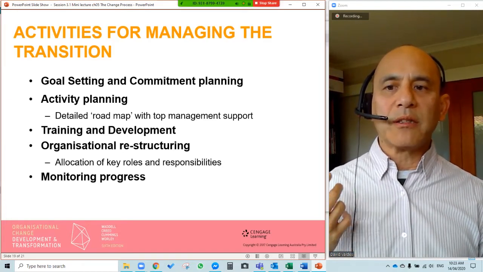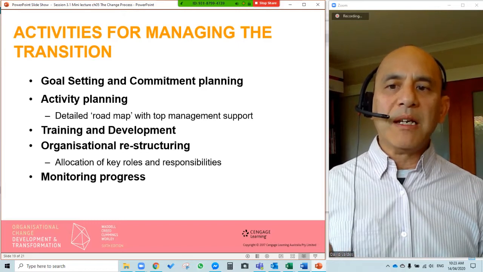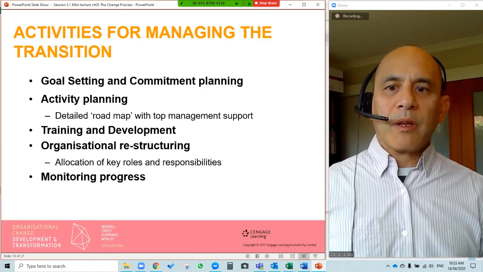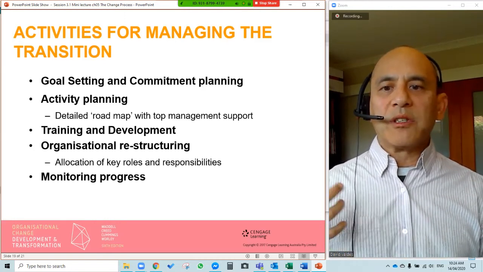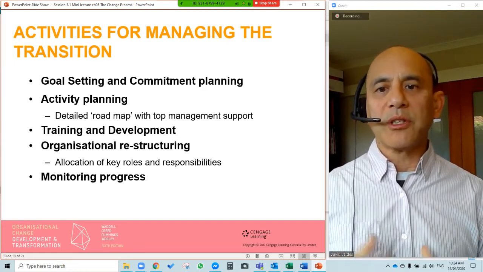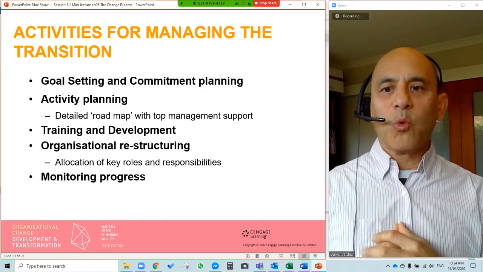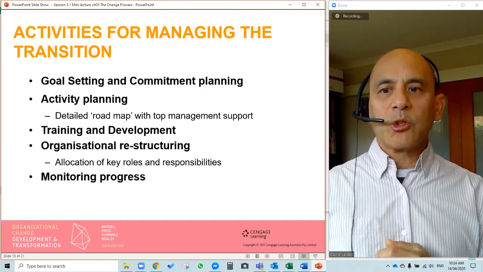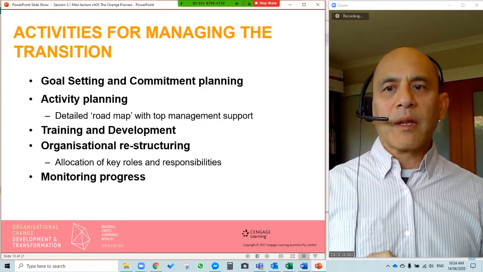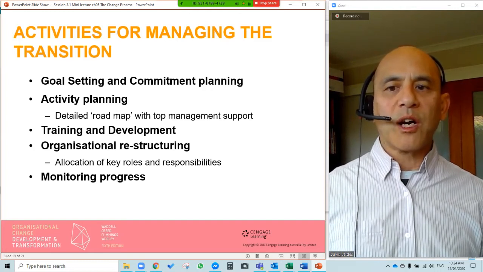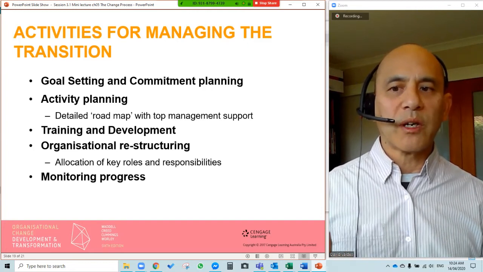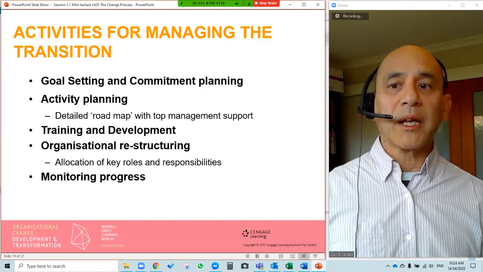Among the things that you might need to develop ability and knowledge is training and development. Another thing that you might have to do within the transition is reorganize the company or the organization so that it better works within the environment. That could be a reallocation of key roles and responsibilities. And during that transition, we try to monitor whether the interventions we are proposing are actually working out.